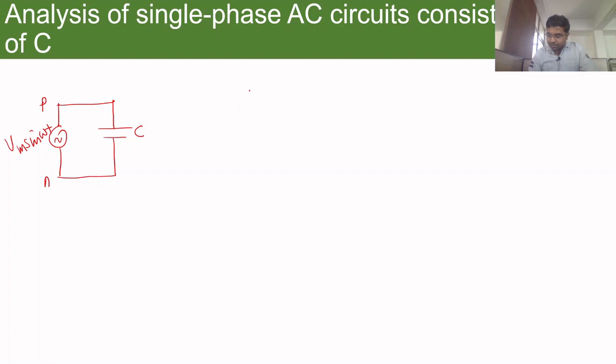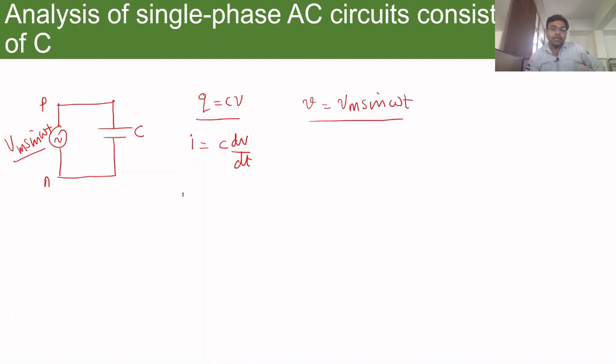Now in case of capacitor, what is Q? Q can be given as CV. Okay, so I is nothing but C dV by dt. Okay, so the instantaneous value of voltage is nothing but Vm sine omega t. Now in order to find the current, it is C d by dt of Vm sine omega t. Now C Vm is the constant peak value of voltage.